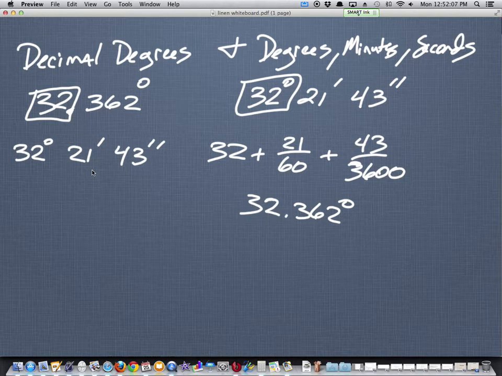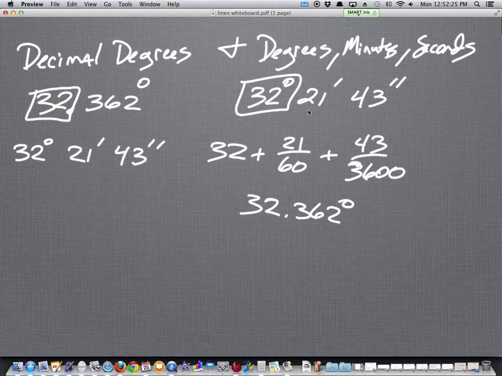With coterminal angles, I'm either adding or subtracting what? 360 if I'm in degrees, and what if I'm in radians? 2 pi. And converting between decimal degrees and degrees, minutes, seconds: divide the minutes by 60 and the seconds by 3600. If I'm going the opposite direction, I take my decimal times 60. I take my new decimal times 60, and that gives me my minutes and my seconds.